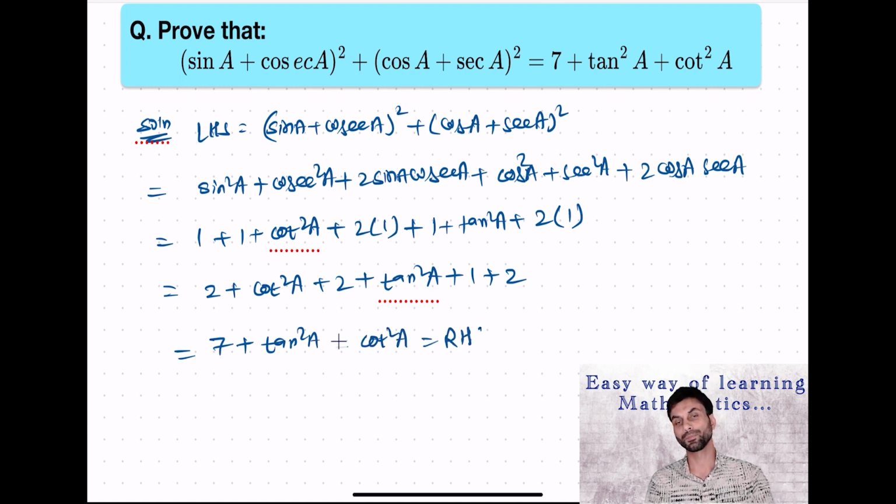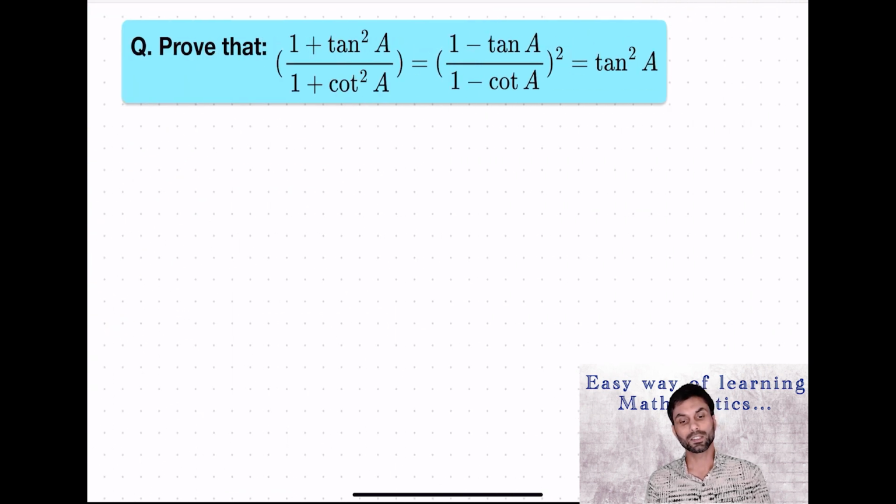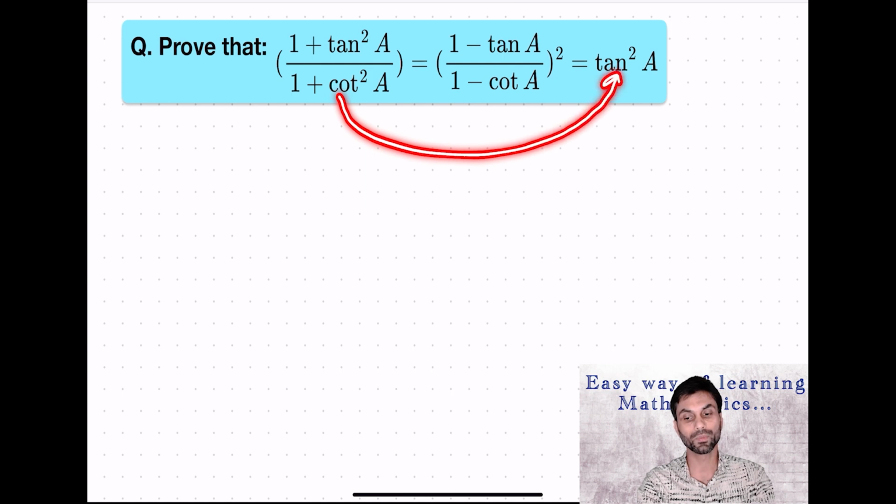The next question is, prove that (1 plus tan square A) upon (1 plus cot square A) equals ((1 minus tan A) upon (1 minus cot A)) whole square equals tan square A. So when we have such a type of question, what we are going to do? We are going to take LHS and prove it is equal to tan square A, and we'll also take this ((1 minus tan A) upon (1 minus cot A)) whole square, and we'll also prove it as tan square A.